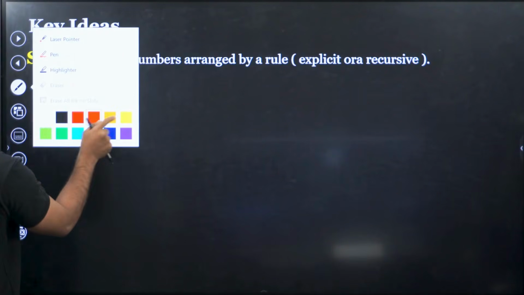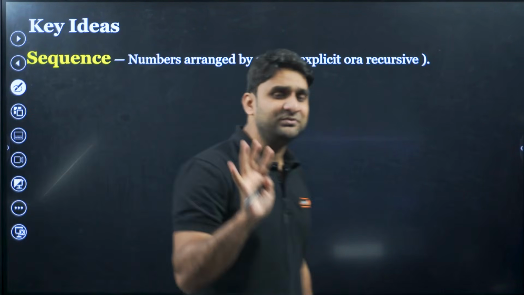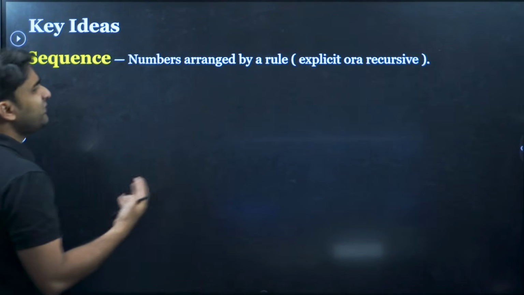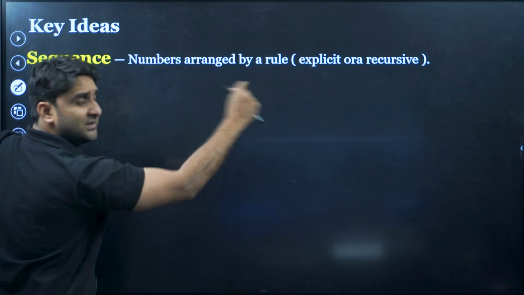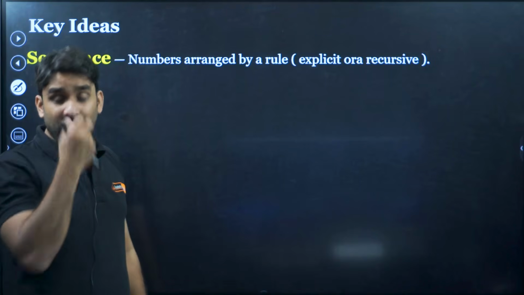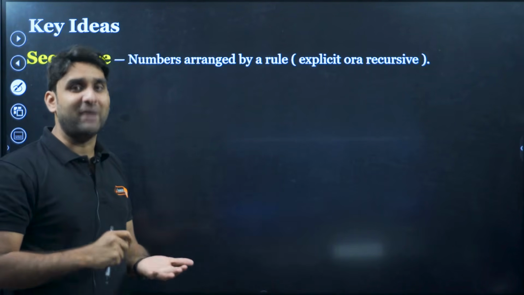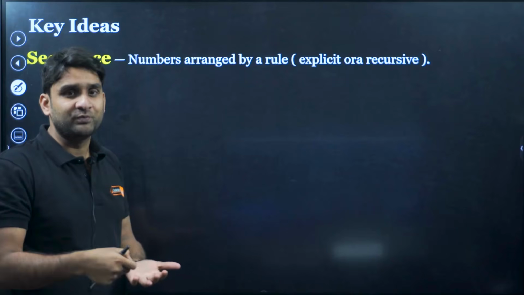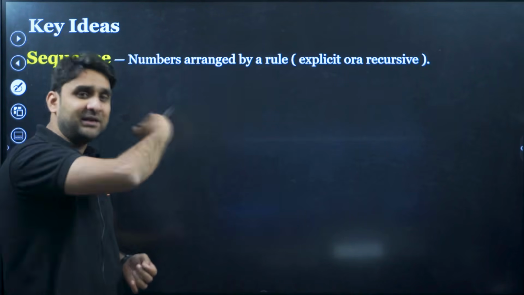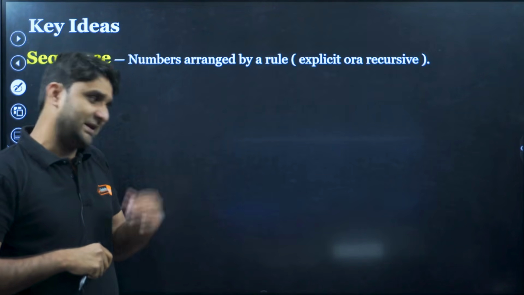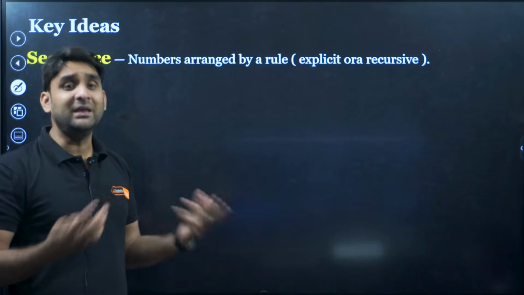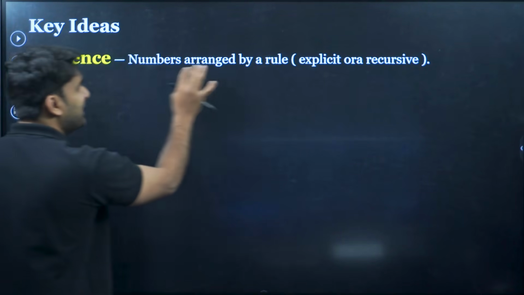What is called a sequence? The most important question that first comes to students' minds: sir, what is a sequence? So champions, a sequence is basically an arrangement of numbers which follows some rule, some pattern. When we arrange some numbers in a systematic manner, following a systematic rule, that arrangement is called a sequence. That arrangement may be of numbers, of people, or of objects. It can be anything, right? So, such numbers arranged by a rule.